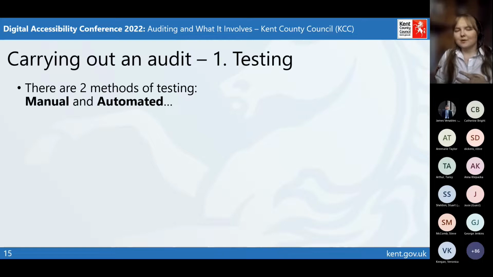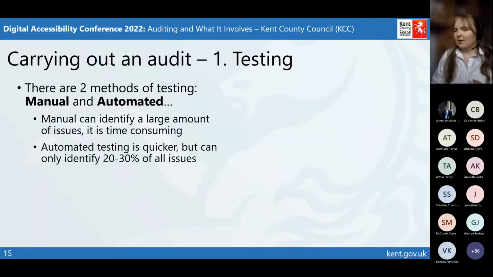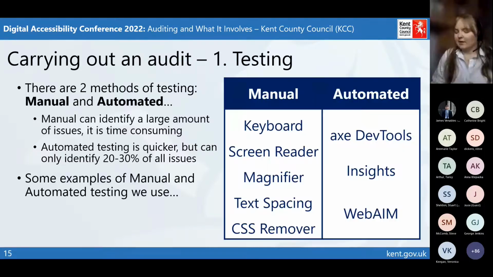So as I just said, there are two types of tests that we generally use, manual and automated. Manual testing is often where we find the majority of the issues. But again, this is the most time-consuming type of testing. This can often involve testing with assistive technologies, or sometimes even just searching the page for some issues. And I'll touch on that when I do the demonstration.